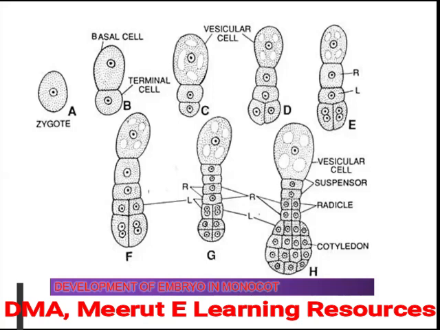Again, I am repeating, in monocots you can't see the heart-shaped embryo, number one, and number two, the suspensor is not more than 3 to 4 cells long. Got it? While in dicots you can see the heart-shaped embryo because two cotyledons are to be produced, and up to 8 tiers of cells are there in the suspensor. Got it? It is long.